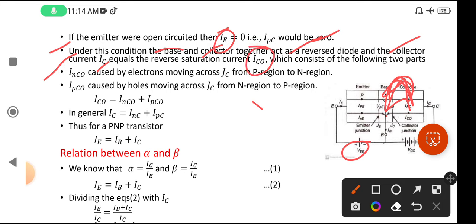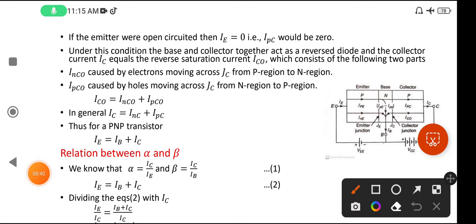When a diode is in reverse bias, what happens? We know the reverse current flows. After a certain time that reverse current becomes saturated, meaning maximum. That is denoted here by ICO, which consists of two parts. One is INCO, caused by electrons moving across JC, the collector junction, from the P region to the N region.